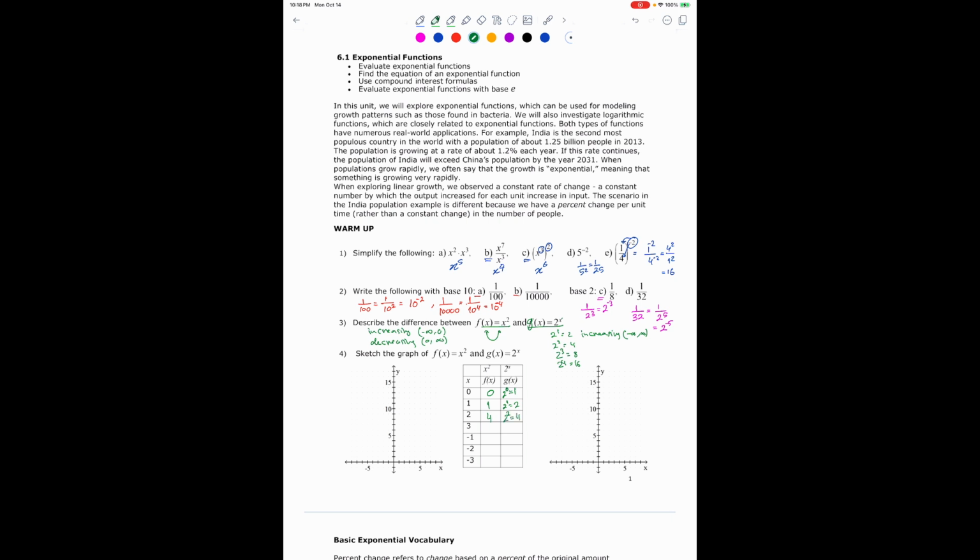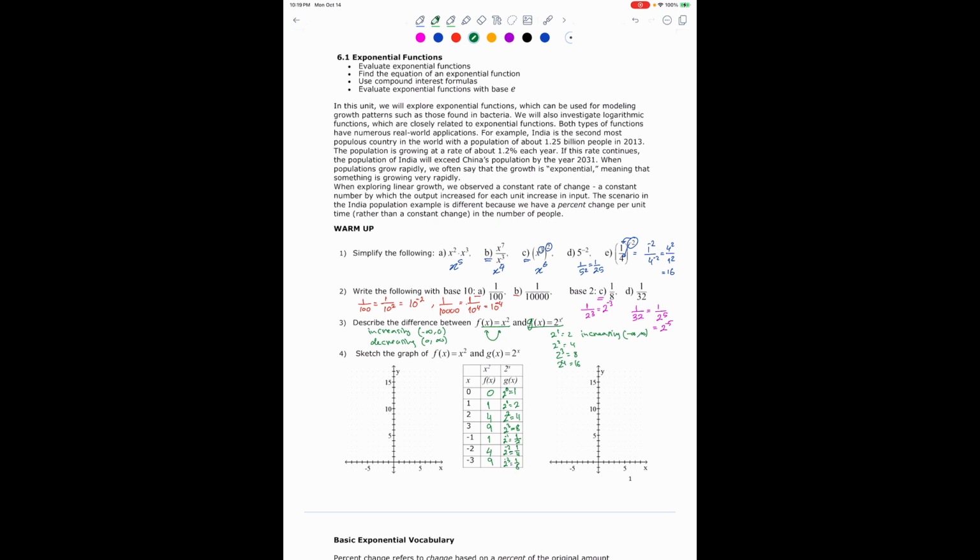And then when x is equal to 3, x squared will be 9, and 2 to the x power is going to be 8. If x is equal to negative 1, then x squared will be 1, and 2 to the x power is going to be 2 to the negative 1, which is 1/2. If x equals negative 2, x squared is going to be 4, and 2 to the x power is going to be 2 to the negative 2, which is 1/4. And if x is equal to negative 3, x squared will be 9, and 2 to the x power is going to be 2 to the negative 3, which is 1/8.